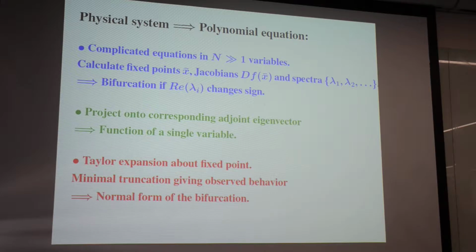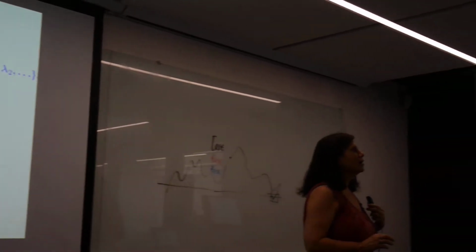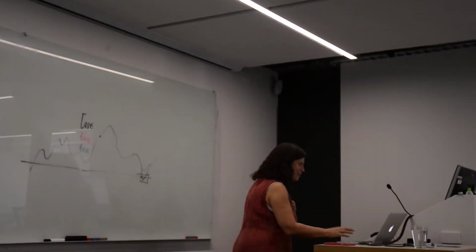And I think there was a question. No? No. Okay, last one. Yes, good. Explain what adjoint eigenvector is. Yes, I kind of skipped that in the previous slide.